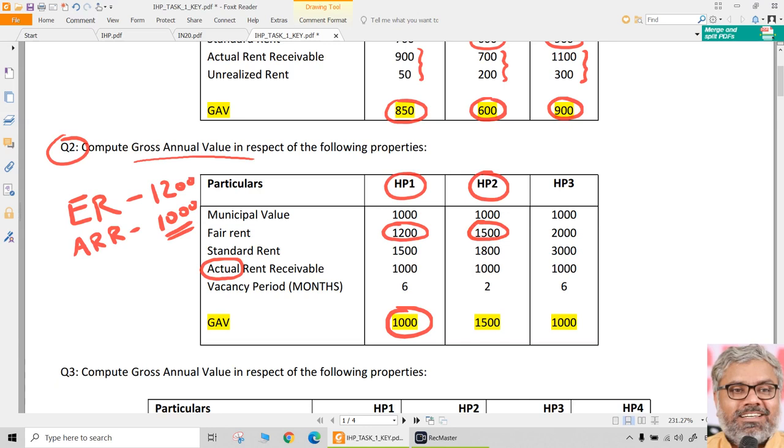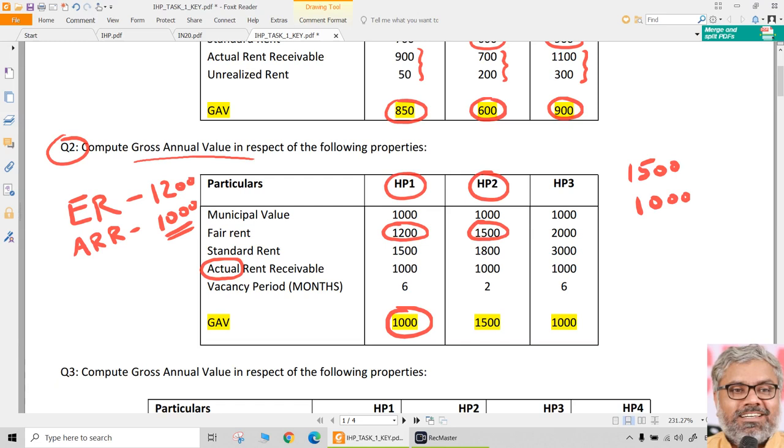Now once again, ARR is 1000, ARR is lower than expected rent. In this case, expected rent is 1000, sorry. Expected rent was 1500 in this case. ARR is always 1000, same thing. It was 1000 only. It is lower than expected rent. But is it due to vacancy? That we have to find out. How do we know that? We have to find out according to the vacancy period.